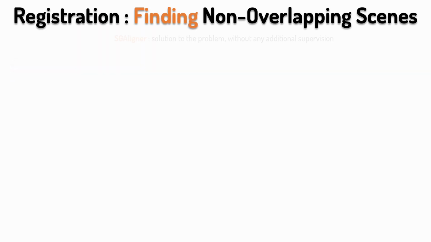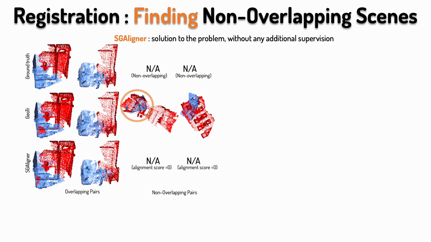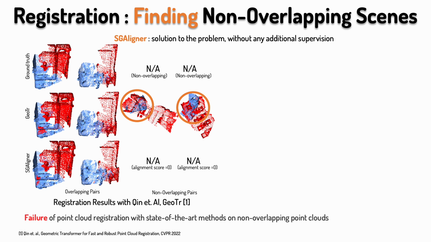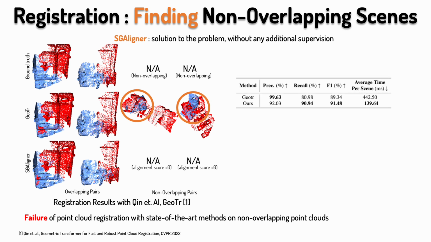In practical applications, we do not always know if two scenes are overlapping or not. While standard registration approaches compute matchability score, they typically train and test only on overlapping scenes. We showcase registration failure with state-of-the-art methods on non-overlapping point clouds. On the contrary, our alignment score is 0 in such cases, thus removing the need for registration. Our approach runs 3 times faster than state-of-the-art methods and leads to comparable performance while being able to identify overlapping pairs more correctly.